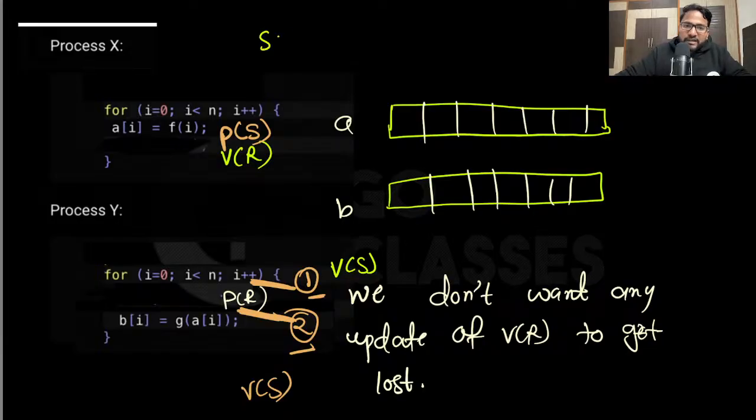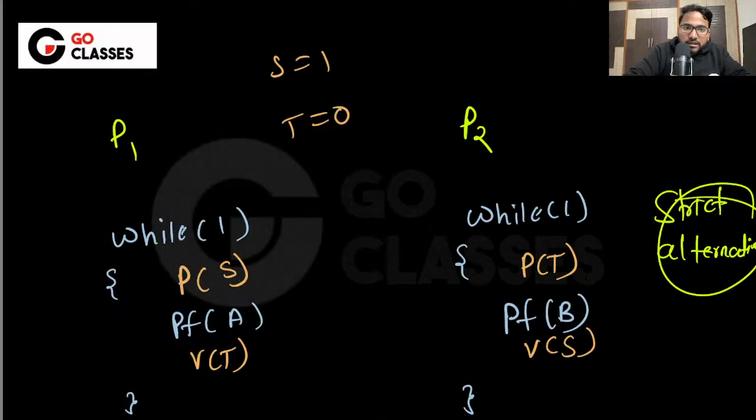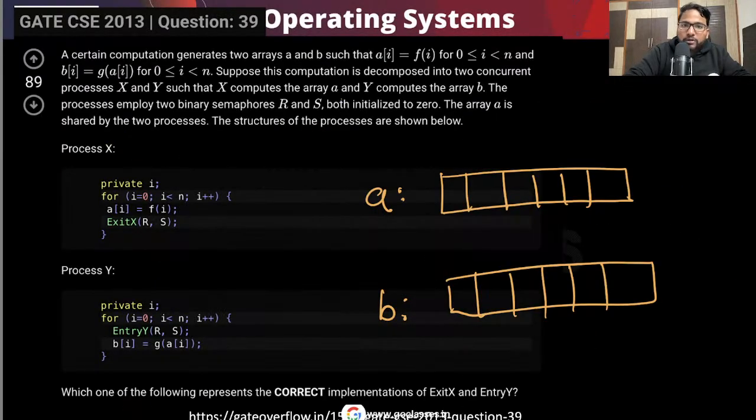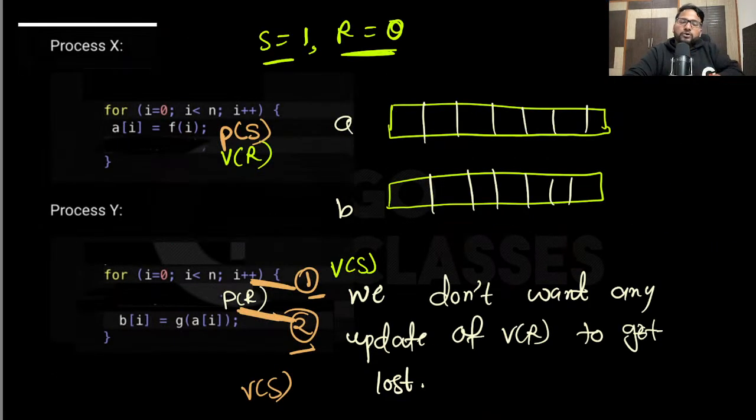So this S being initialized to 1 and R being initialized to 0. Sorry. This is V of R. Let me just check the initial values they have. Okay, both are being initialized to 0. Sorry, both of them are being initialized to 0. That's the catch.